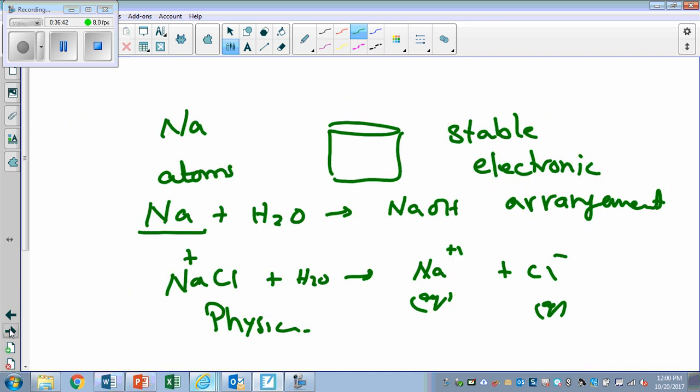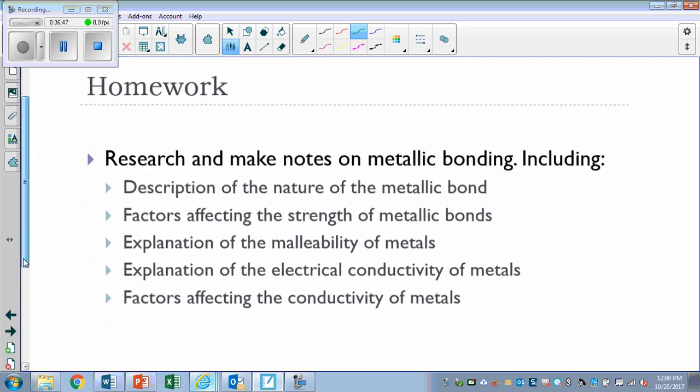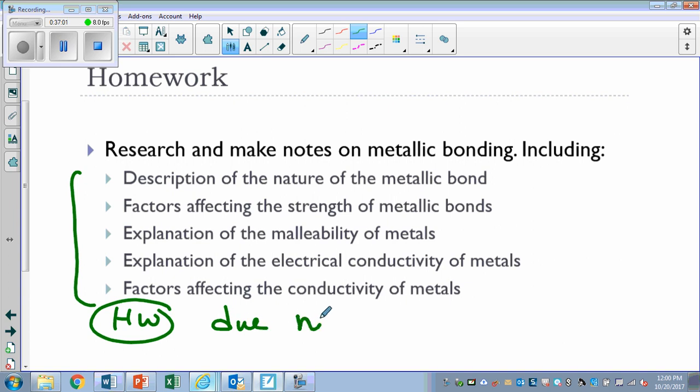Let's see what else is in there for ionic compounds. So this is your homework for ionic compounds. You need to do some research here. This is homework for today. Okay, it is due next class. And then we will go from there.